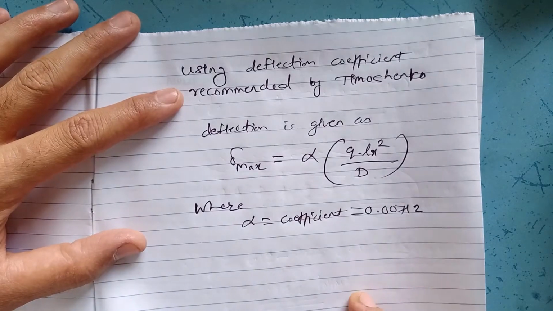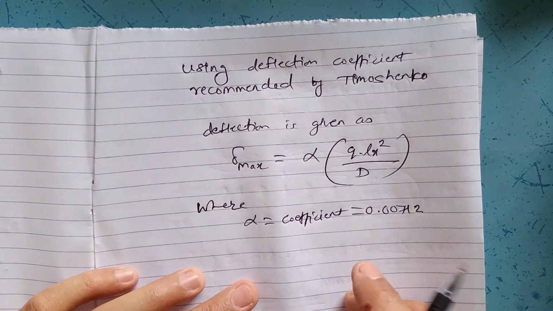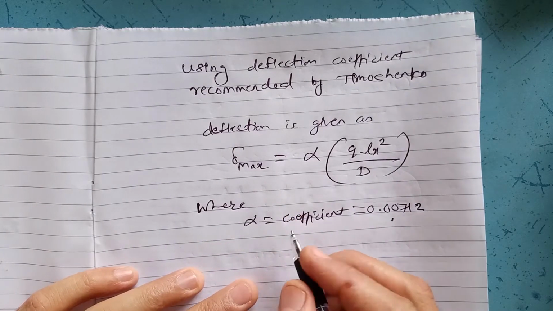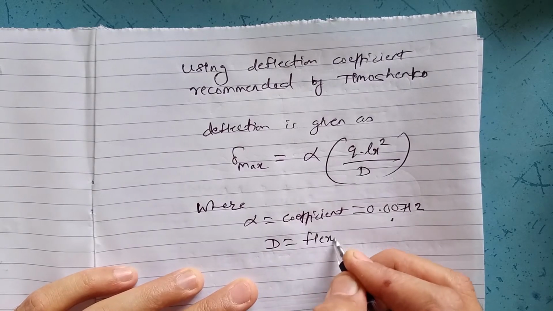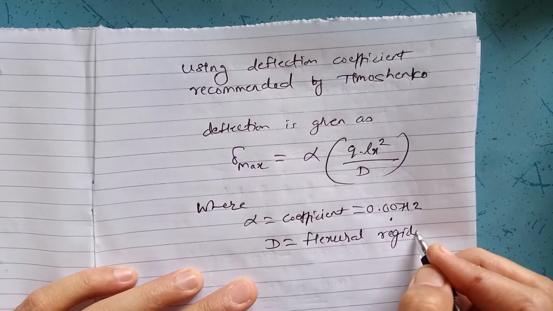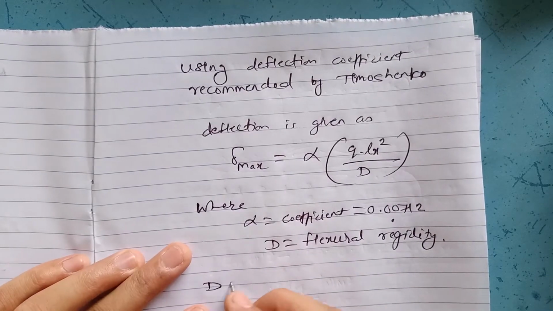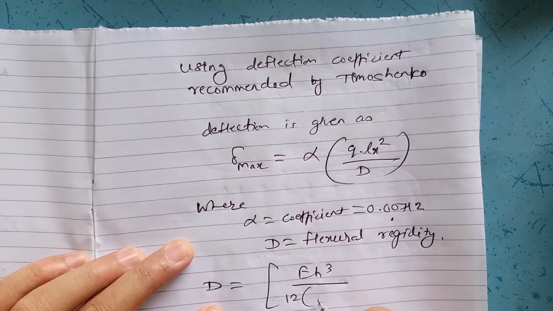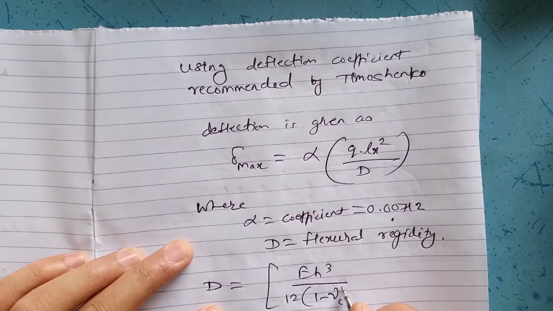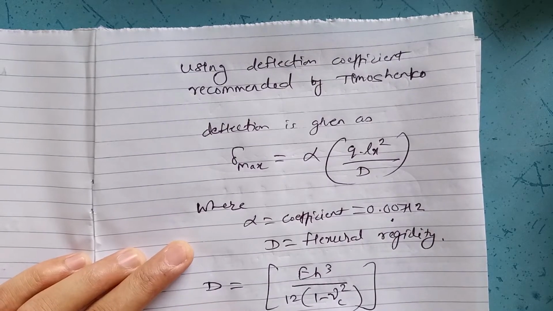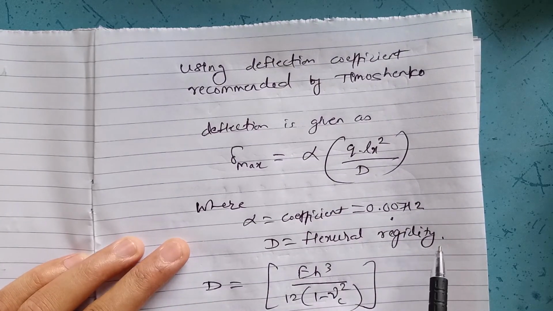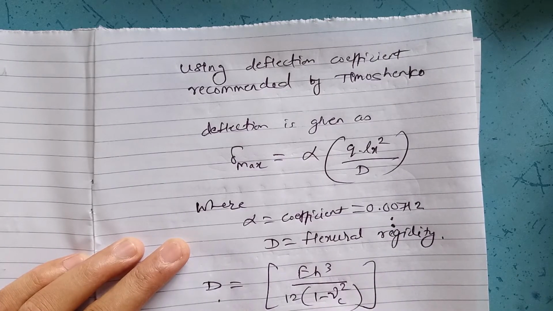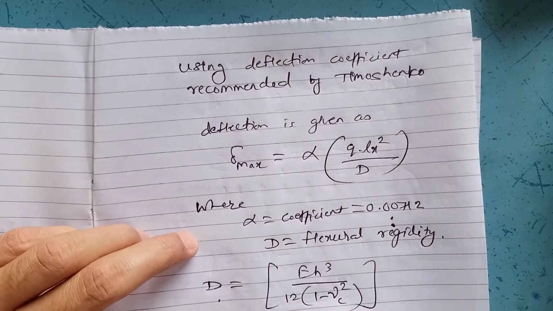Keep in mind, alpha coefficient for the deflection equation of Timoshenko is 0.00712, and D is nothing but flexural rigidity. This D is calculated by the formula D is equal to E H cube divided by 12 into bracket 1 minus nu c square.